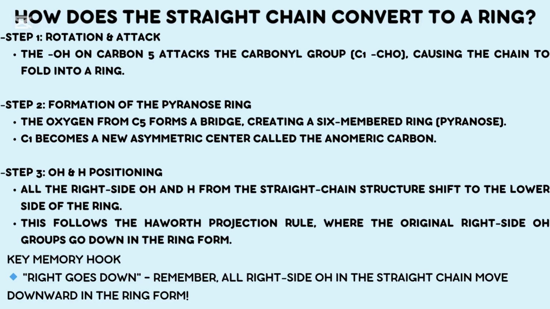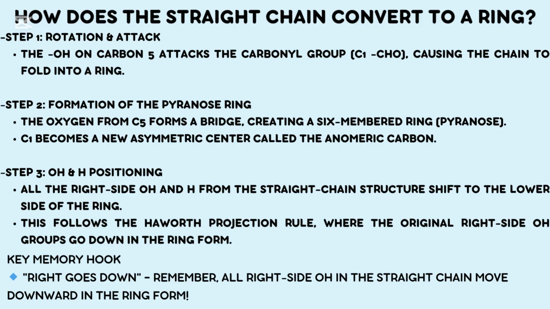Step 2. Formation of the pyranose ring. The oxygen from C5 forms a bridge, creating a 6-membered ring, pyranose. C1 becomes a new asymmetric center called the anomeric carbon. Step 3. OH and H positioning. All the right side OH and H from the straight chain structure shift to the lower side of the ring. This follows the Haworth projection rule, where the original right side OH groups go down in the ring form.